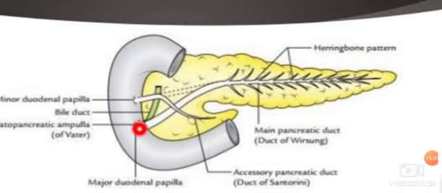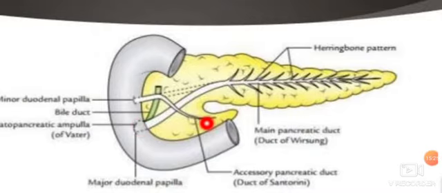You must have seen the interior of the second part of the duodenum, where we can see both the minor duodenal as well as the major duodenal papillae. The minor duodenal is above, the major is below. The major receives the hepatopancreatic duct. That's a combination of the bile duct as well as the main pancreatic duct.